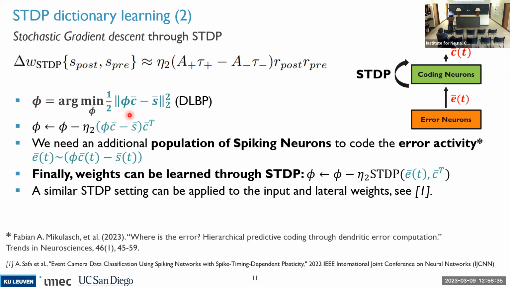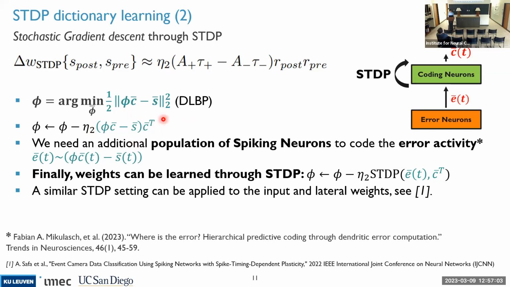So in our dictionary learning problem, we need to minimize this term here, the reconstruction error. And this can again be done simply with stochastic gradient descent. So this would be the stochastic gradient descent step that you will do. Here we see a product between the output spike trains of the coding neurons, C, and another term, which is a form of error term, phi C minus S.